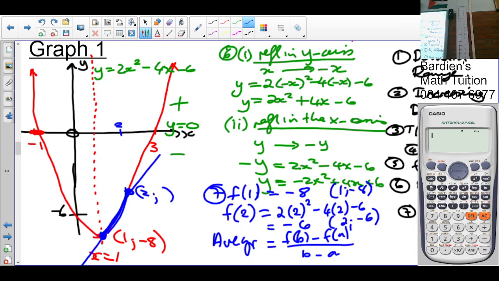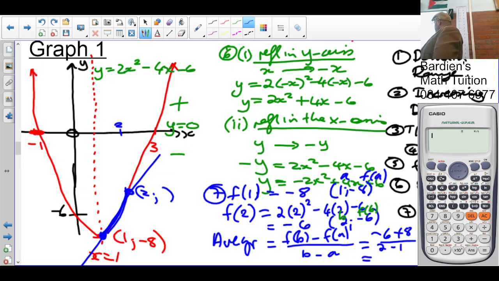So if we do the change in y with change in x here, what does this give us now? If this is a, then that of course is f of a. Can you see that, people? If this is b, then that of course is f of b. So what do we have here? Negative 6 minus 8 over 2 minus 1. So minus 6 plus 8 is 2, over 1 is 2. You all got 2. So what does that tell us? That tells us that the gradient of this line is going to be 2.